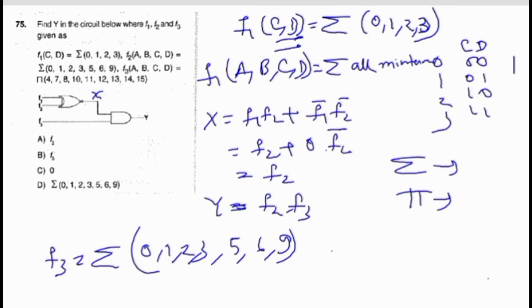So now the output is Y equal to F2 into F3. F2 into F3 means the common min terms will be the answer. See, F2 is also 0 1 2 3 5 6 9, and F3 is also 0 1 2 3 5 6 9. So you can see that option A and option D both are correct, right? See, F2 is given, and if you look at the output of F2, that is also given in option D.